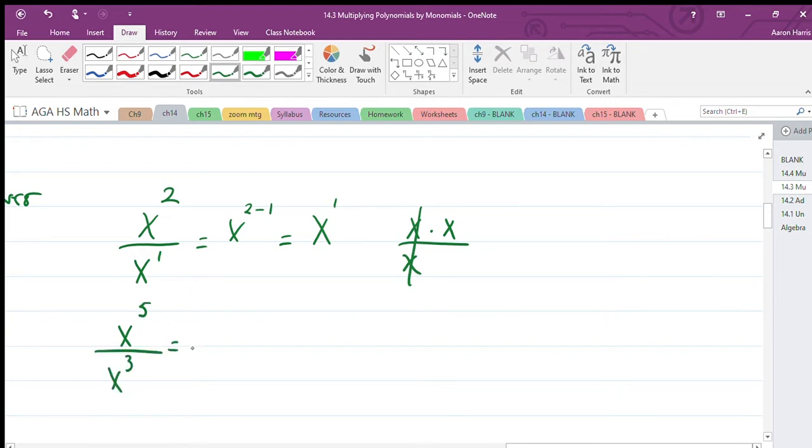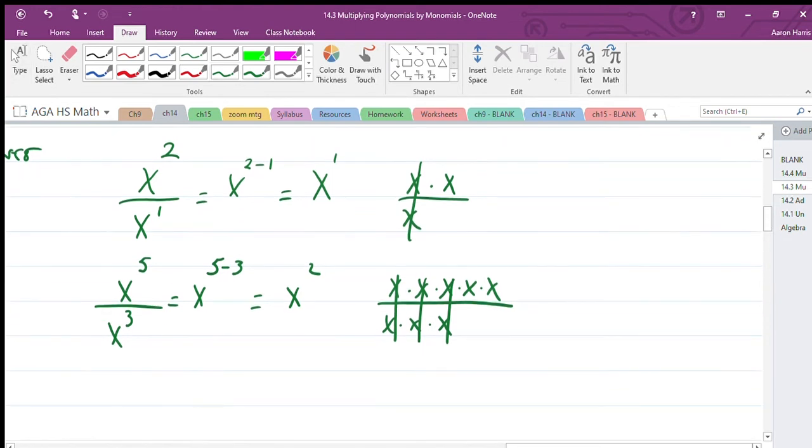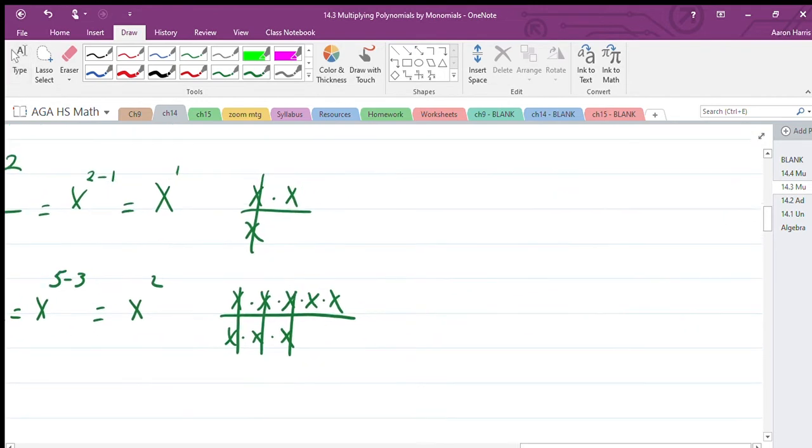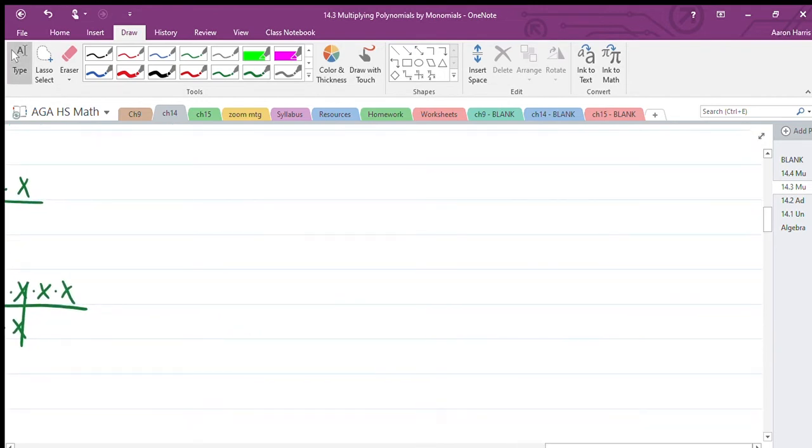All right, so what about x to the fifth divided by x to the third? What do you get? X to the fifth minus 3. And what is 5 minus 3? 2. Good. Again, I can show you 1, 2, 3, 4, 5. There's 5 x's up top. And how many are down below? 3. That's 1, that's 1, that's 1. How many are left? 2. Okay? So when you divide, all you do is subtract.